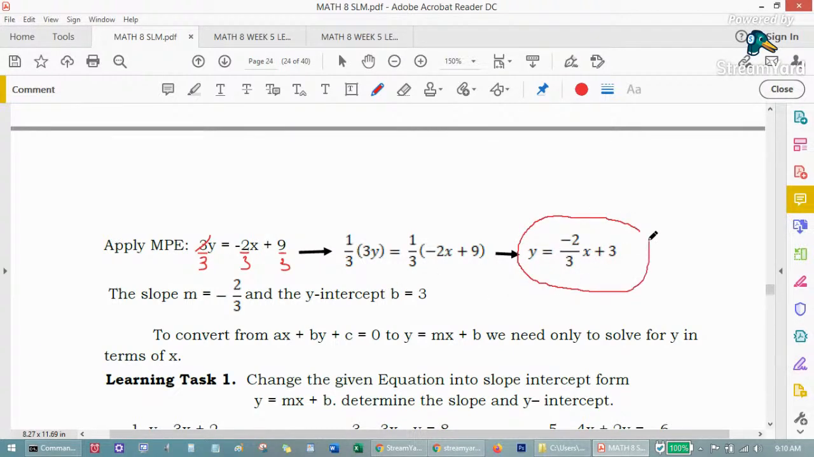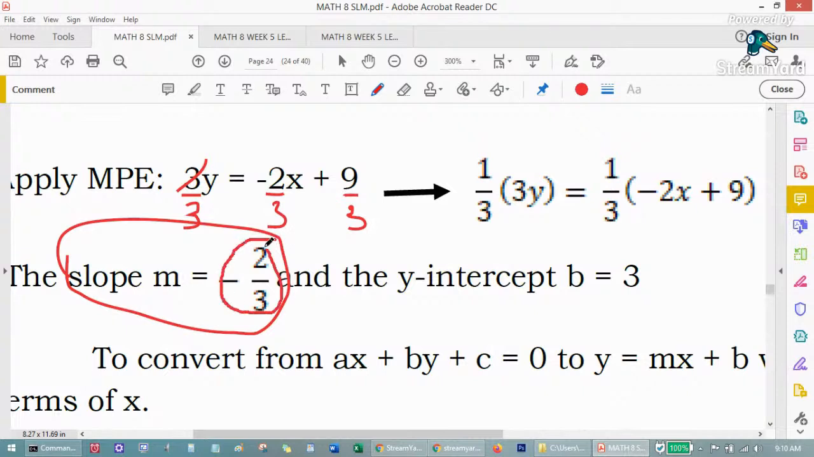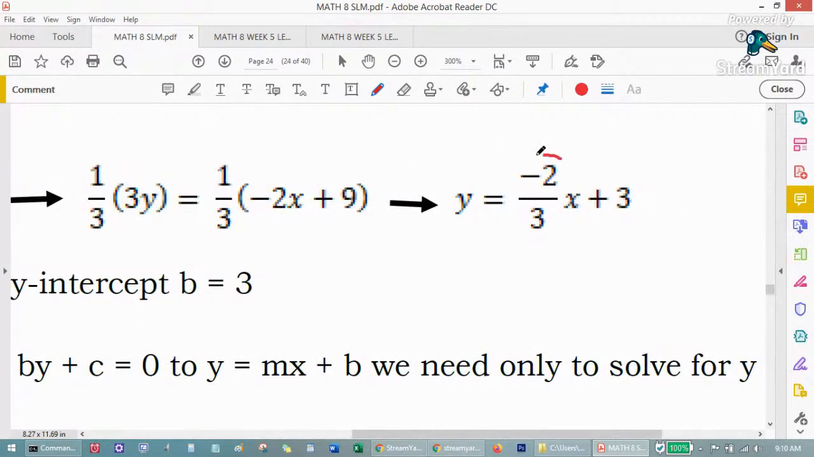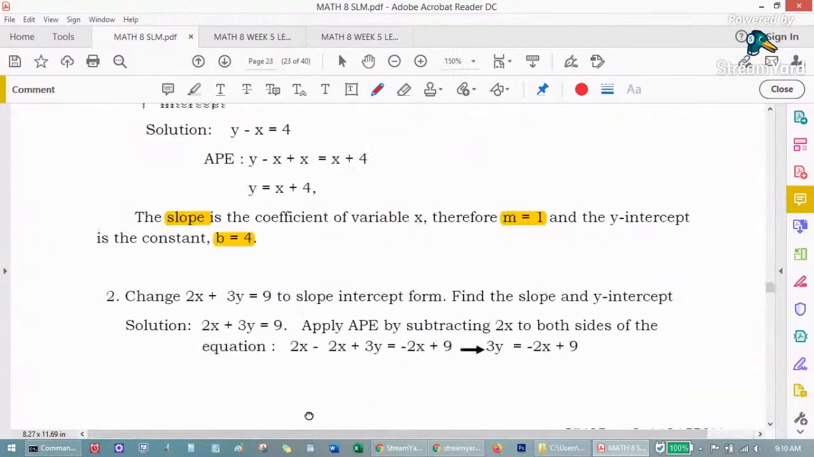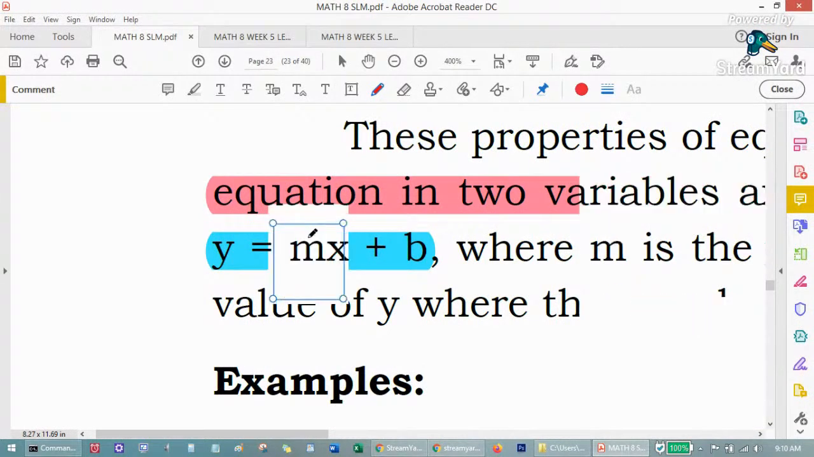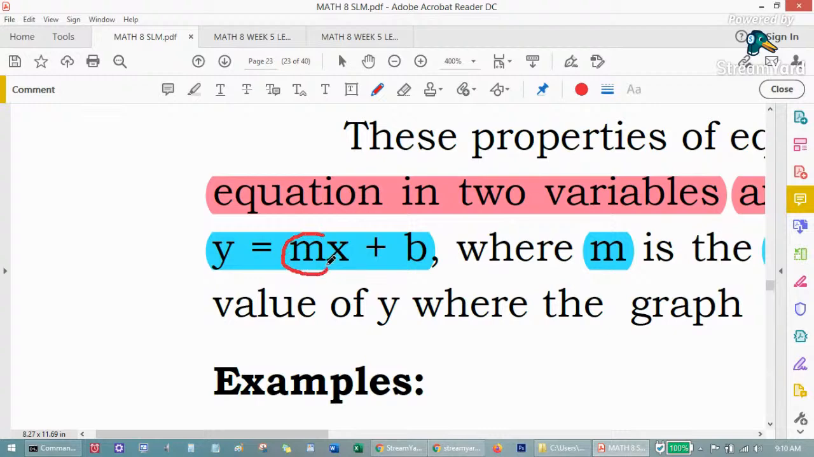So, from this, makukuha natin ang slope. The slope is negative 2/3. And a slope, yung katabi ng x, no? So, balikan natin yung formula. Slope m is yung coefficient ng x. So, kung ano man ang katabi ng x na number, that is the slope.